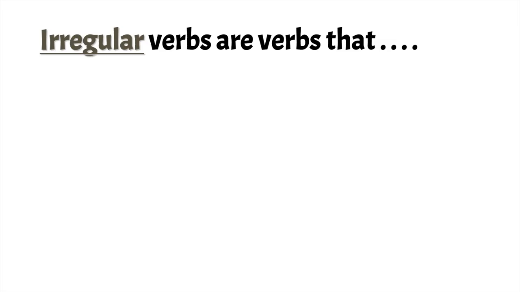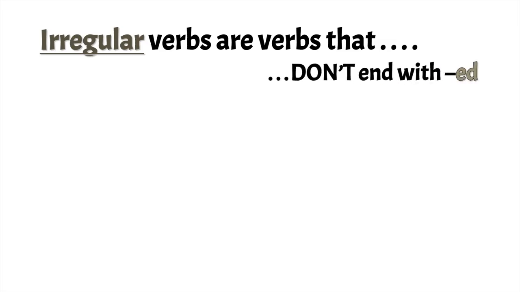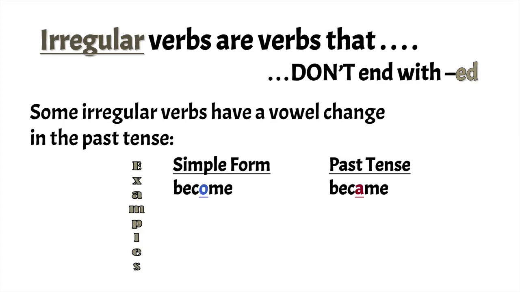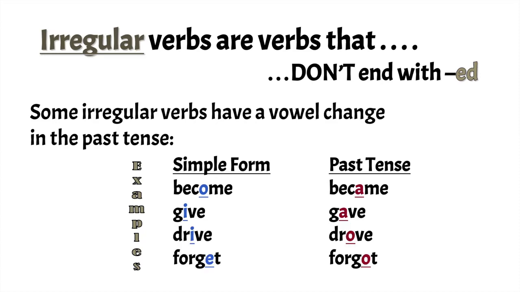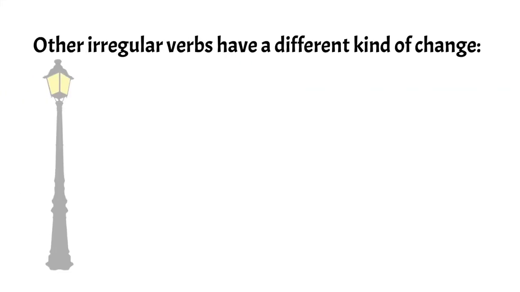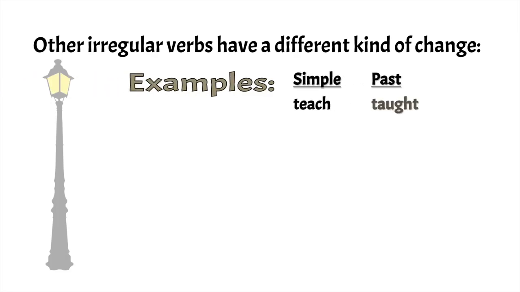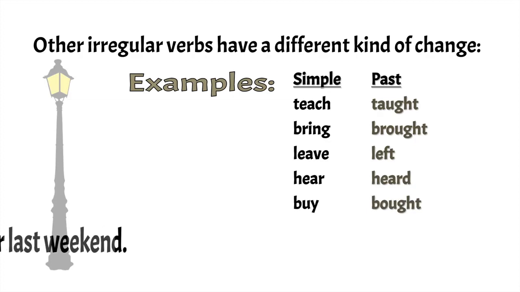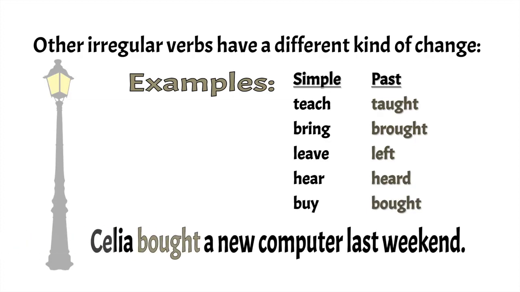So irregular verbs are verbs that don't end with ed. Some irregular verbs have a vowel change in the past tense. For example, become, became, give, gave, drive, drove, forget, forgot. Other irregular verbs have a different kind of change. Examples: teach, taught, bring, brought, leave, left, hear, heard, buy, bought. For example, Celia bought a new computer last weekend.